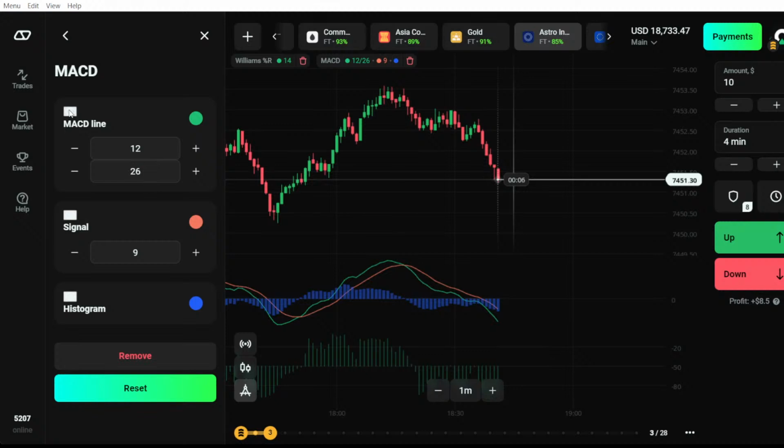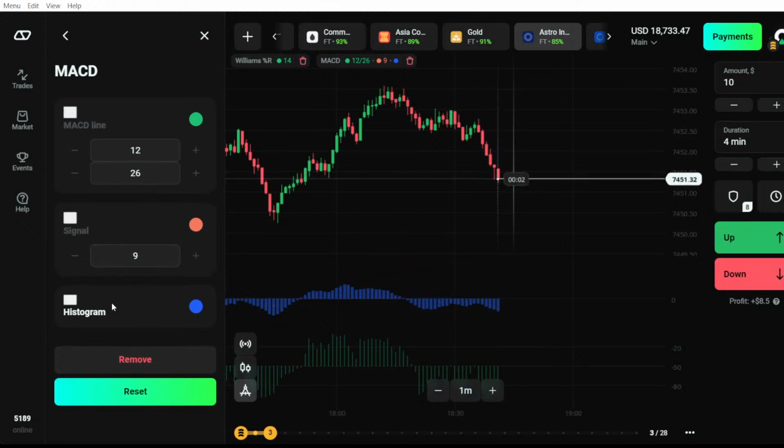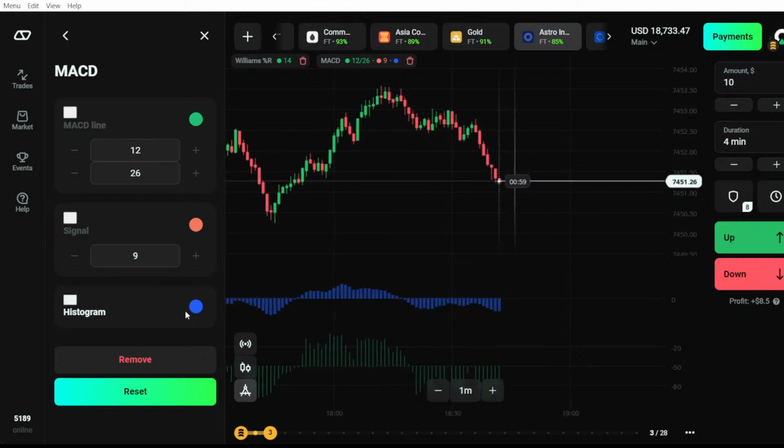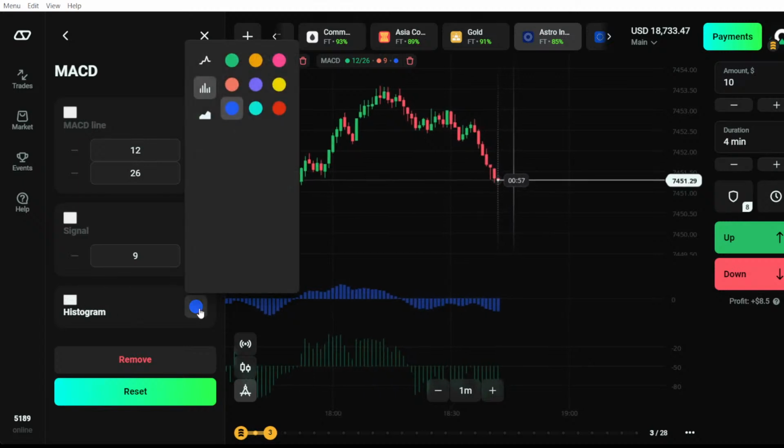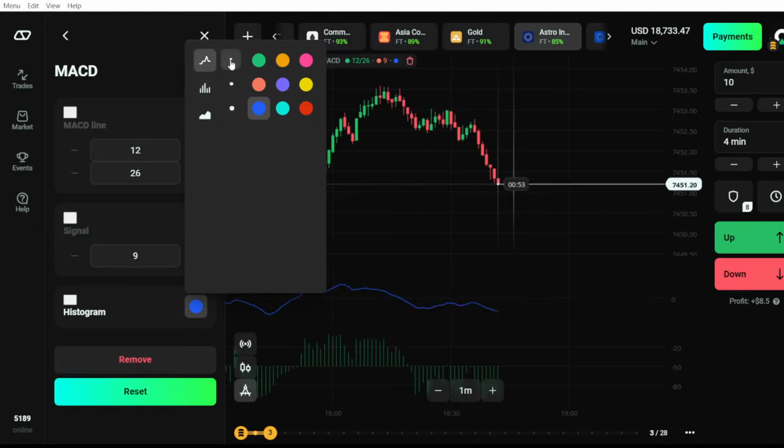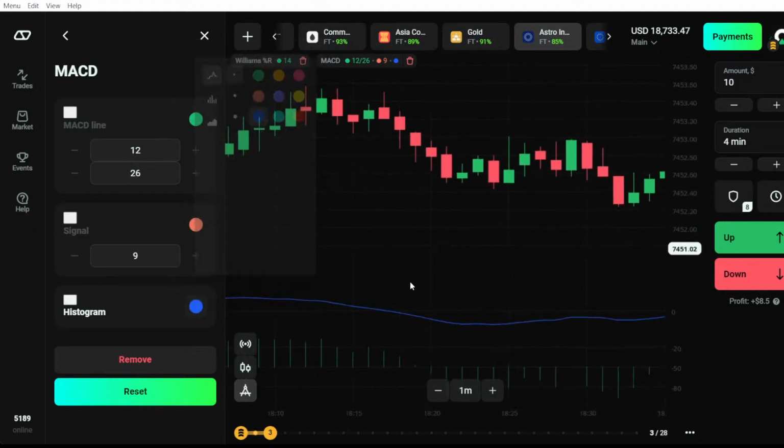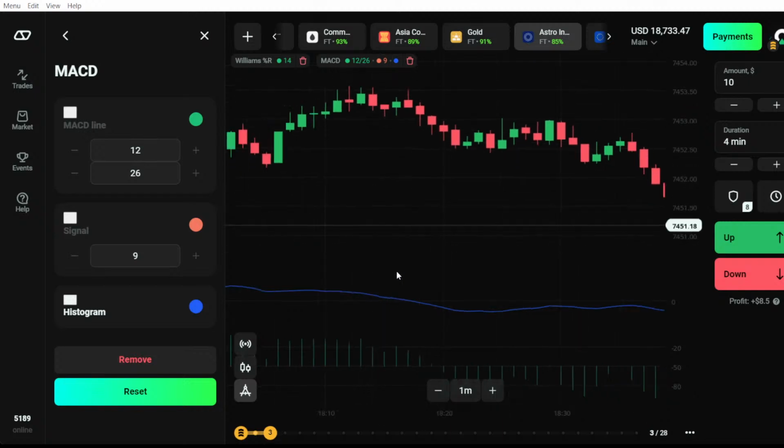So I'll just remove this MACD line. I'll just remove the signal. I will only be focusing on the histogram, but in the histogram also I'll make a small change. I'll just convert it into a line. The reason behind this is, I believe that when it's in the shape of a line, that is more visible, and more easy to understand in which direction the MACD line is proceeding. You can use it as it is, but if you want to make some changes, of course you can.